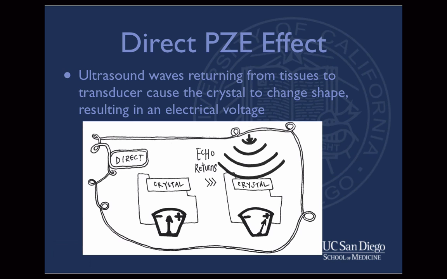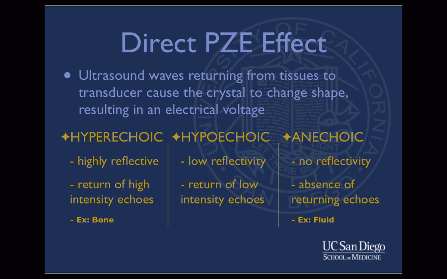The direct piezoelectric effect is illustrated on this slide. Note the ultrasound waves on the right panel. As these waves return from tissues to the transducer, the crystal in the transducer changes shape. In this diagram, the returning sound waves cause the crystal to compress, resulting in an electrical voltage. The amplitude of this voltage varies depending on the strength of the returning echoes. For instance, a tissue such as bone is generally highly reflective and results in the return of a high-intensity signal.